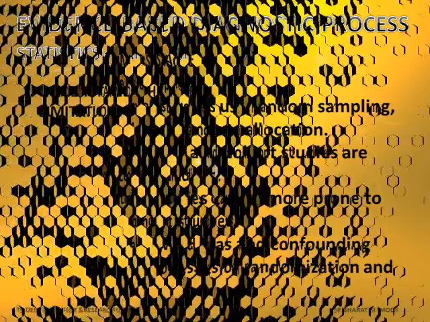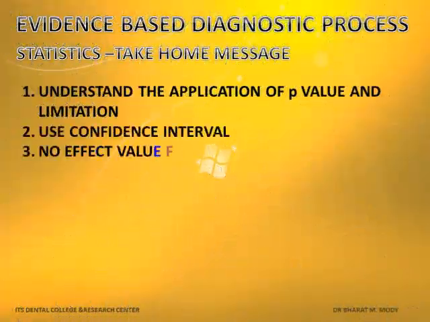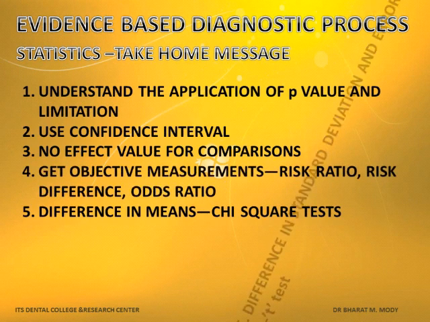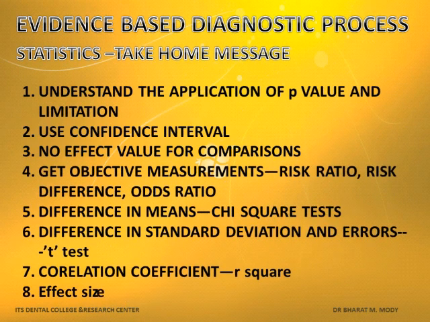So you can get an approximate effect, but not the correct effect. So understanding of the p-value and its importance is important. Confidence interval should always be utilized. Effect value of the comparison should be there. Risk ratio, risk difference and odds ratio should always be taken. Chi-square test and t-test, depending on whether you are using the means or the standard deviation and error, should be done. And R-square and correlation coefficient should be there, and that will tell you the effect size.